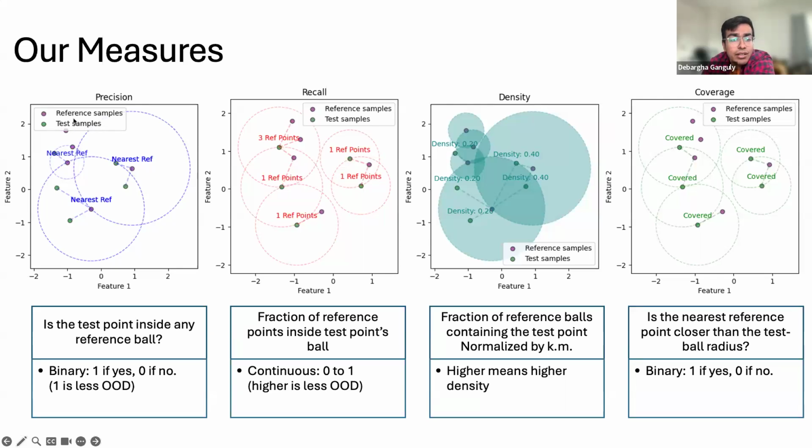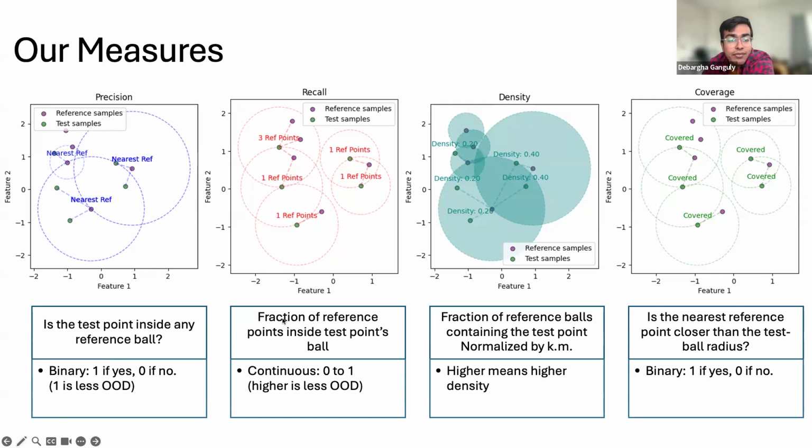So they can be either from your in distribution sample or your out of distribution sample. So is the test point inside a reference point? And this is a binary statistic. It's 1 if yes, 0 if no. So 1 meaning less OOD.